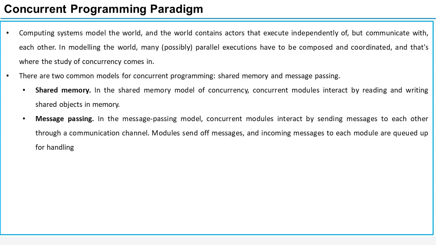Concurrent programming paradigm. Computing systems model the world, and the world contains actors that execute independently of but communicate with each other. In modeling the world, many parallel executions have to be composed and coordinated, and that is where the study of concurrency comes in. There are two common models for concurrent programming: shared memory and message passing. Shared memory. In the shared memory model of concurrency, concurrent modules interact by reading and writing shared objects in memory. Message passing. In the message passing model, concurrent modules interact by sending messages to each other through a communication channel. Modules send off messages, and incoming messages to each module are queued up for handling.